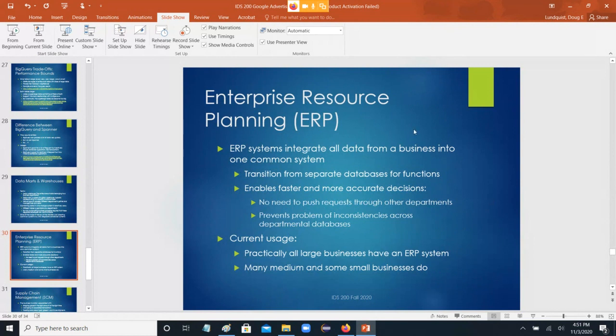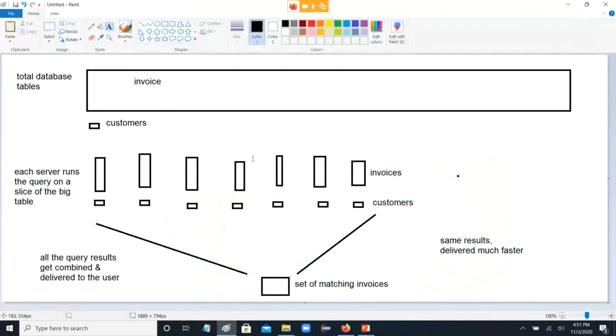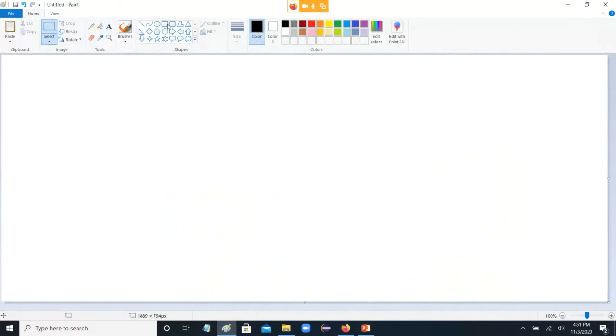So we mentioned ERP a little while ago, I believe in the Amazon module. Enterprise resource planning systems integrate all the data from a business into one common system. And the reason why this is necessary, let's take a simple question.